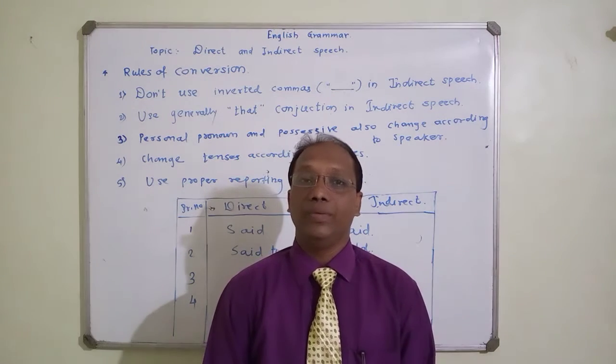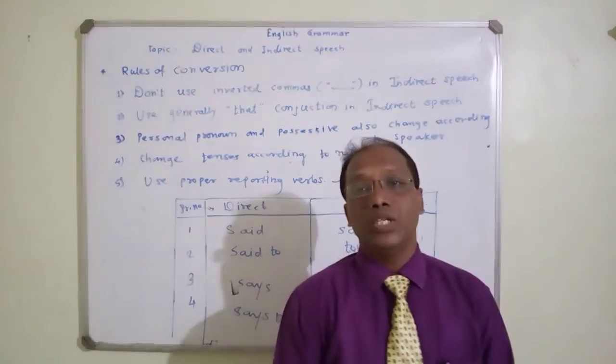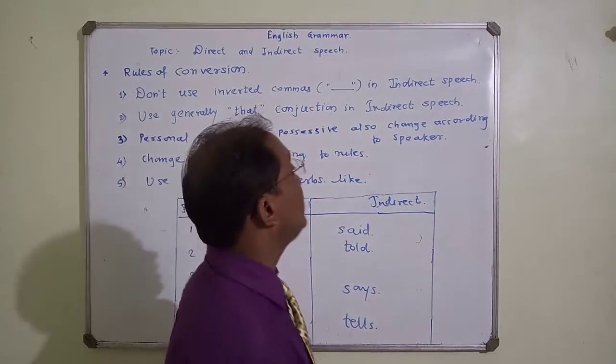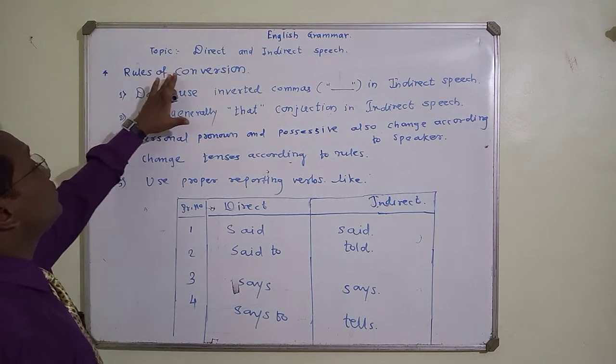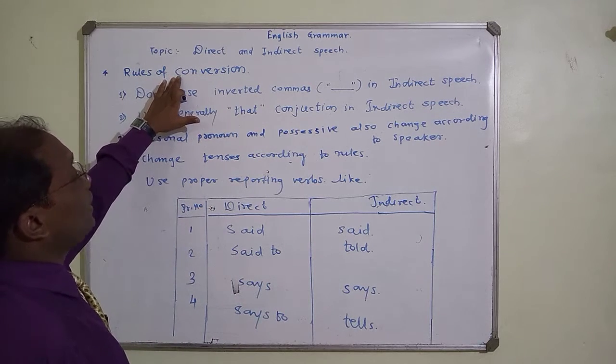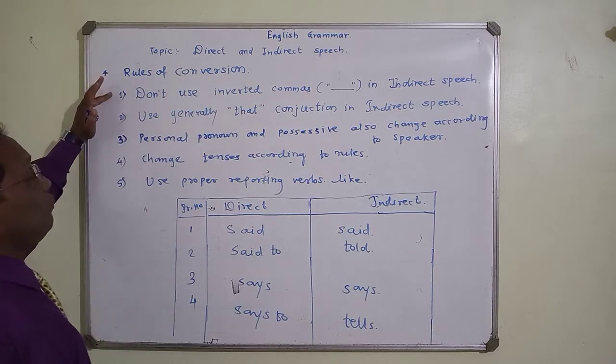Now we will see the remaining part of direct and indirect speech. First of all, some rules are there. We will see them one by one. Rules of the conversion, meaning a direct sentence converted into an indirect sentence. At that time, which rules will we follow?